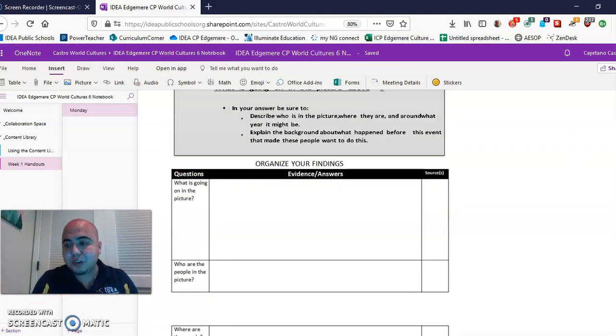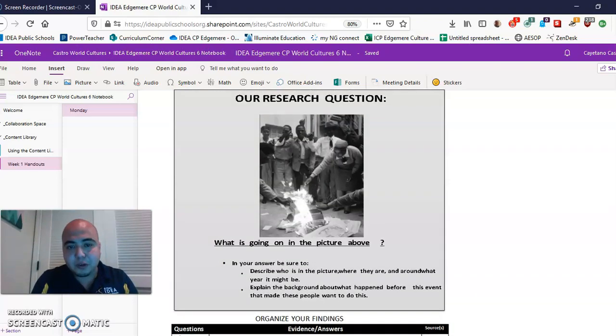Now, those questions that you have right here, like what's going on in the picture, in order to get a perfect score on this assignment, you need to address this part in your answer. Describe who is in the picture. You need to identify who those individuals are, where they are, and around what year it might be. A good approximate year will be fine. If you're off by about 10 years, that's okay. More than 10 years is a little bit off. So see if you can nail it around 10 years.